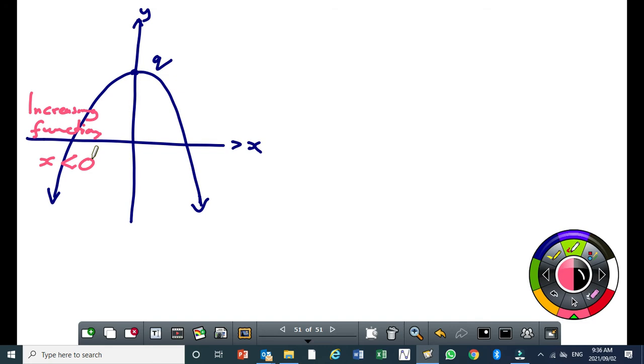They will stop increasing at the turning point. To the right of this turning point, the graph is decreasing. So it's a decreasing function when, okay, when x is greater than 0. Okay? Remember, at the turning point, x is 0.